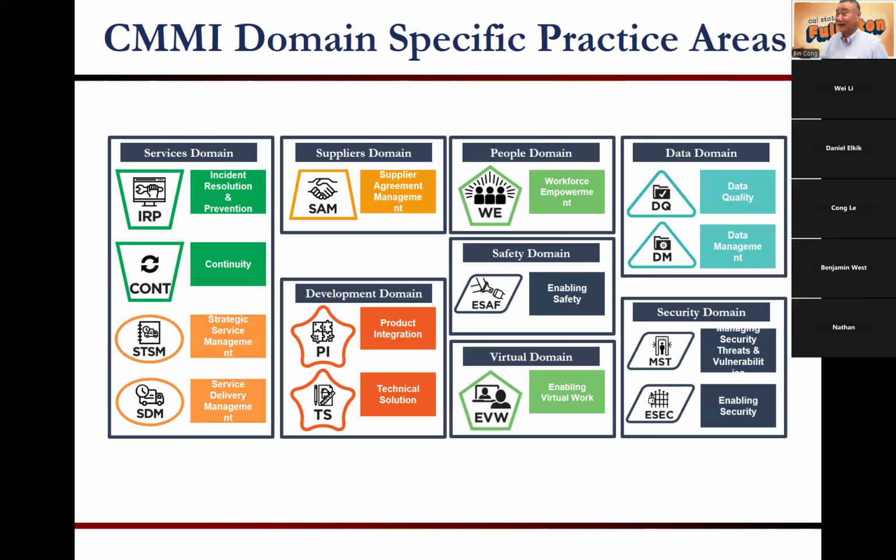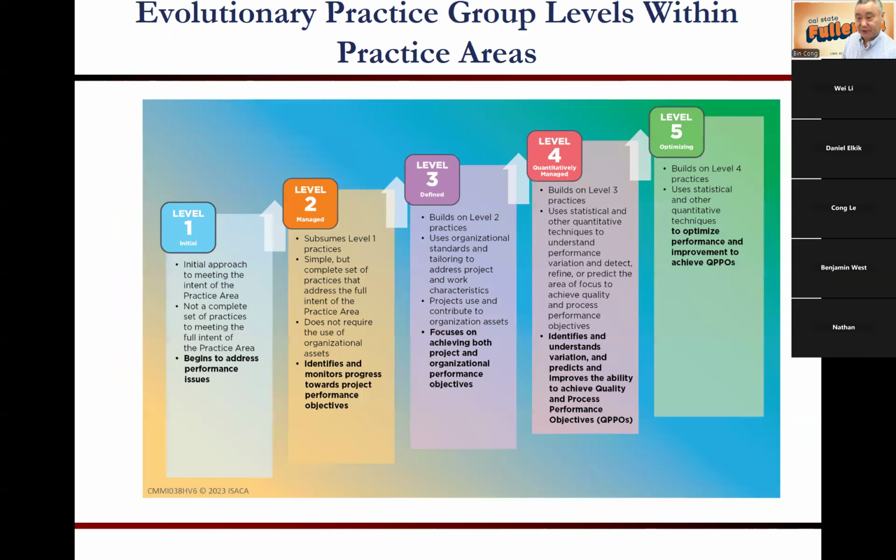There is another, some of you work at DoD, there's a cybersecurity maturity model developed by DoD. If you work for DoD, you must be level 3 before you can bid on a DoD project. Okay, so it's kind of related with MST. Then we have ESEC, enabling security. So this is pretty much an overview of 3.0.